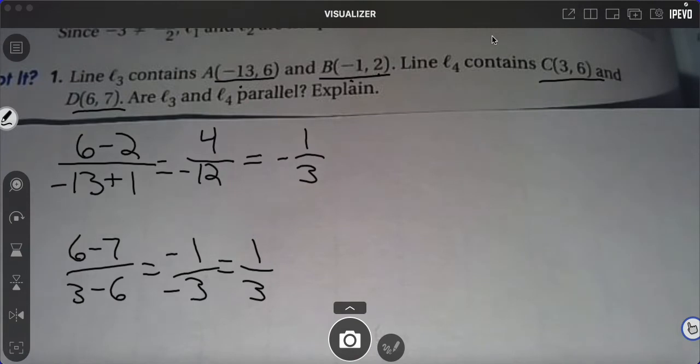Are those parallel? No, because that was -1. They're not parallel. Okay? Because they're not the exact same. One's going up and one's going down. Yes, they tried to trick you. Well, this was just in the book. You're looking for the exact same number. That is not the same number. Okay? Are we good with this?